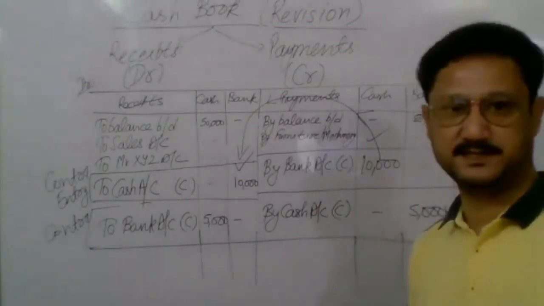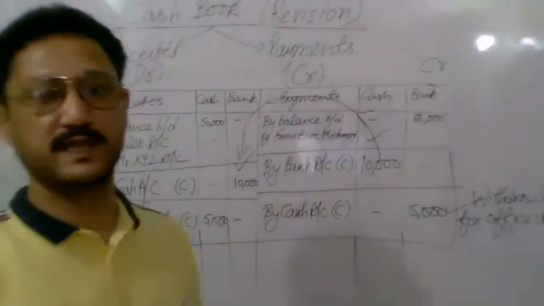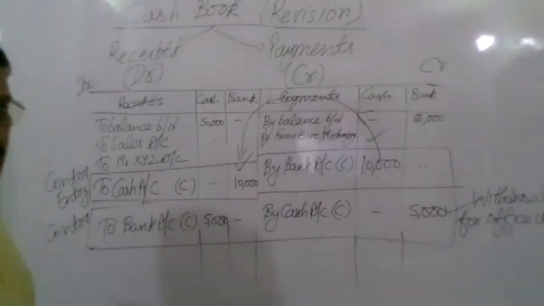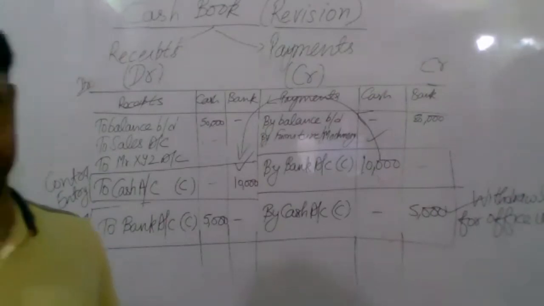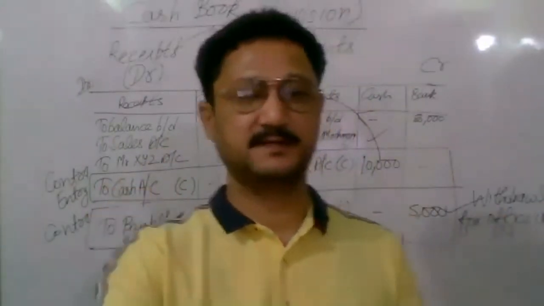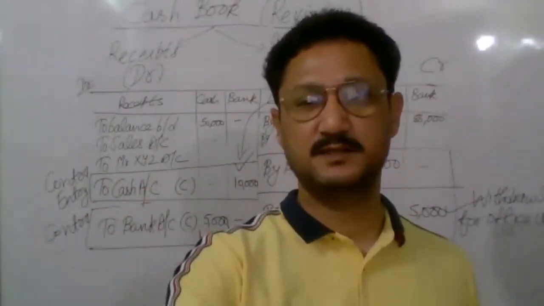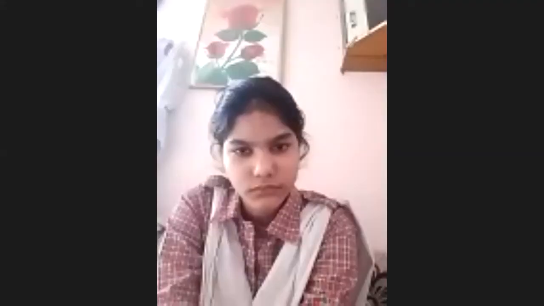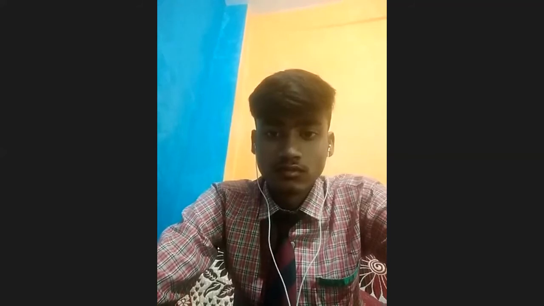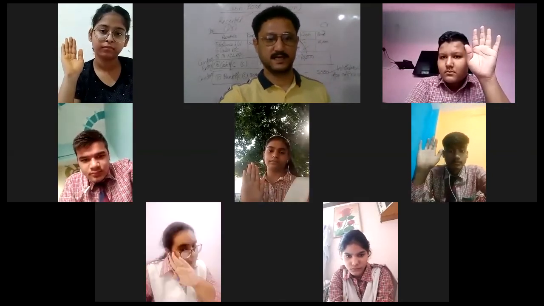Both are contra entries. There are only 3 contra entries. Two entries are to deposit money and open a new account in the bank, and 1 contra entry is for withdrawing money from bank for office use. Is it clear to everyone? Please raise your hands. Okay, it is clear.